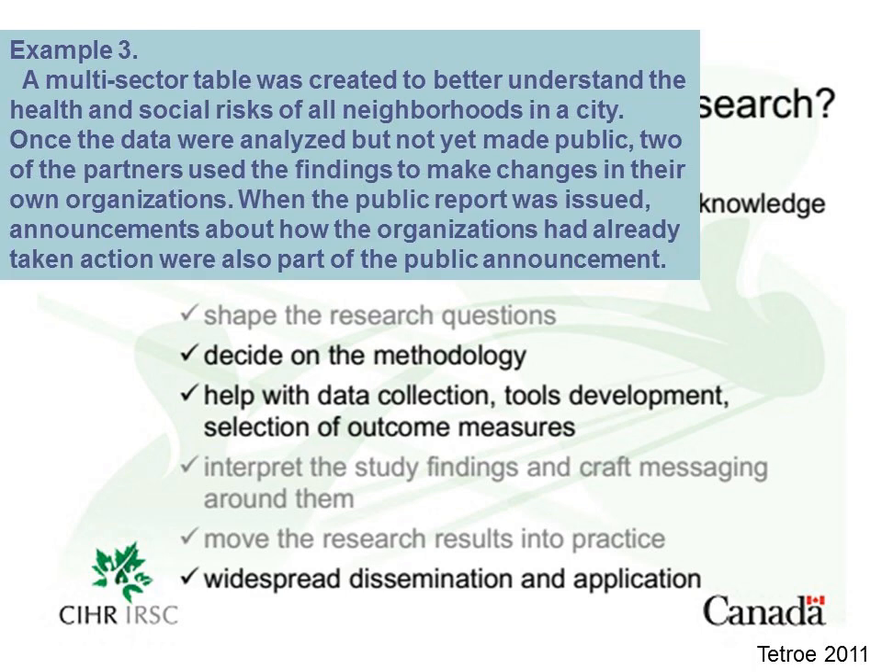Next example: a multi-sector table was created to better understand the health and social risks of all neighborhoods in the city. There were many sectors there: education, health, public health, city planning, urban planners. We did this project together, and we were the researchers at the table. Once the data was analyzed but not yet made public, two of the partners had already used the findings to make changes in their own organizations in terms of the types of services they were delivering. And when the public report was issued, announcements about how these organizations had already taken action to improve population well-being were also part of the public announcement. So they didn't have to wait for the report to come out. They could immediately act on it because they were sitting at the table and they knew the findings right away.